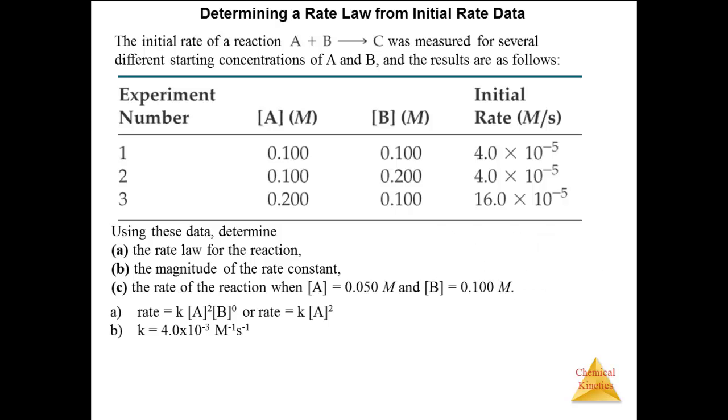Once we know the form of the rate law expression and the value of k, we can find the initial rate of the reaction with some other initial concentrations. We simply plug the concentrations and the value of k into the rate law expression. Note that we can ignore the concentration of B because it is 0 order, and calculate the answer.